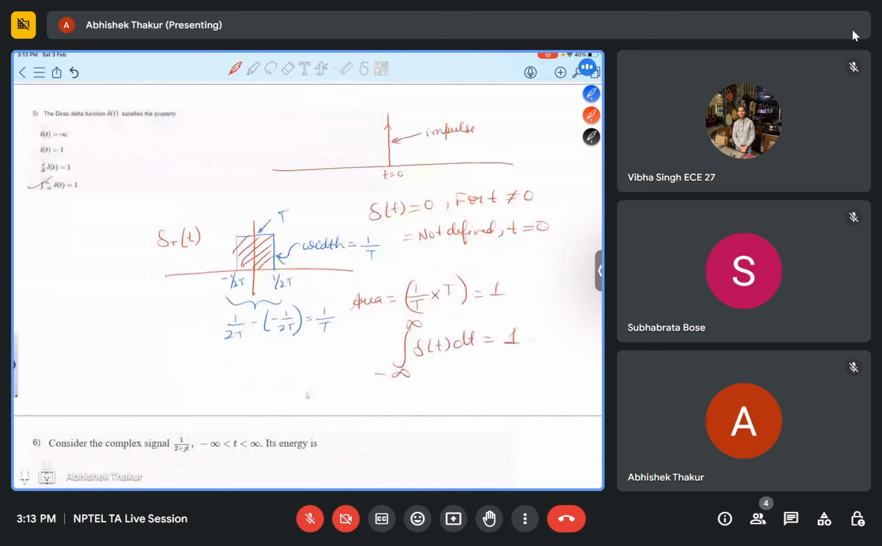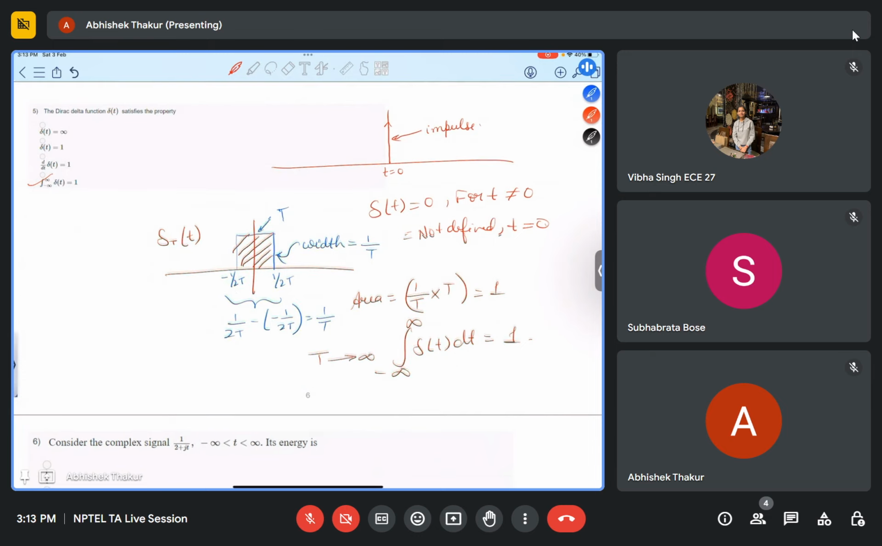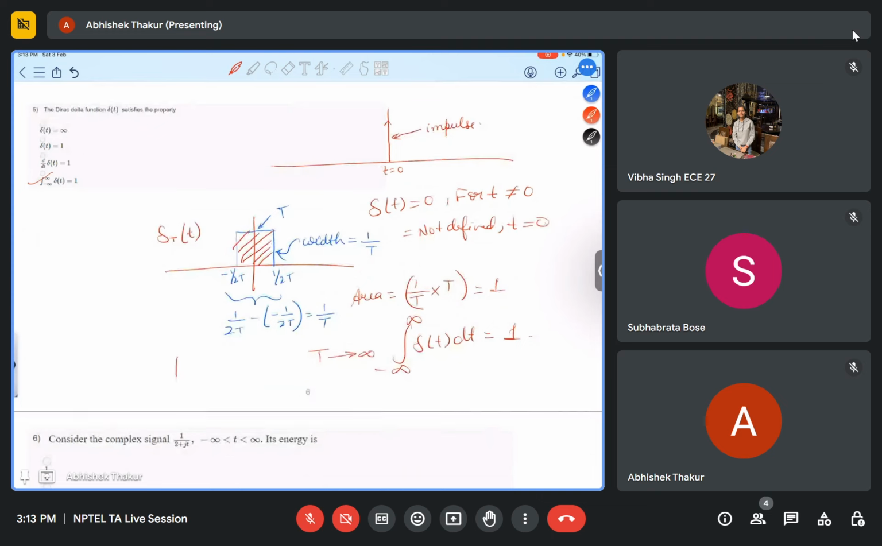Like let's suppose here we keep t tends to infinite. If t tends to infinite, then 1 by 2t will be almost 0. So in that case, this Dirac delta function will converge at t is equal to 0 only, because 1 by 2t tends to 0 as t tends to infinite. So at t is equal to 0, this value is t, so this is infinite, which is not defined here in this case. The correct option is option D.